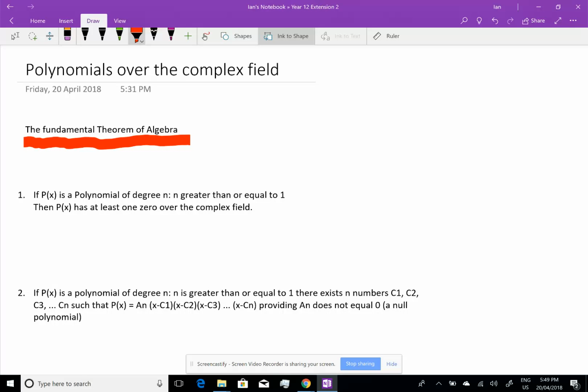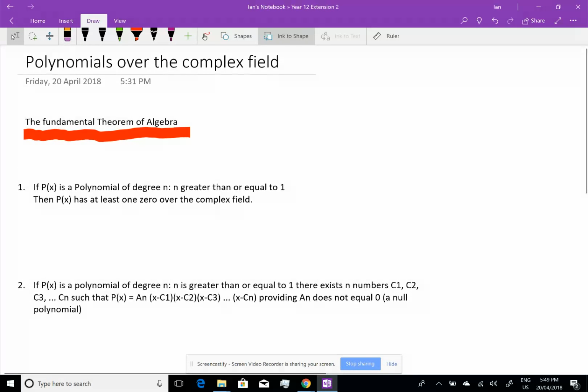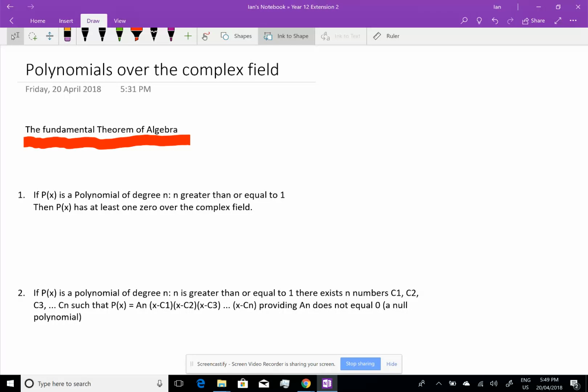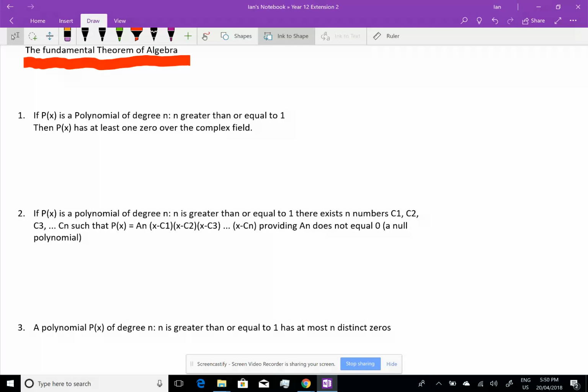These are our fundamental theorems, and you need to know them. Some of them will seem quite obvious, but you've got to be careful about what you state and how you state it and how you go about proving these things. The first one is: if p of x is a polynomial of degree n, where n is greater than or equal to 1, then p of x will have at least 1 zero over the complex field.